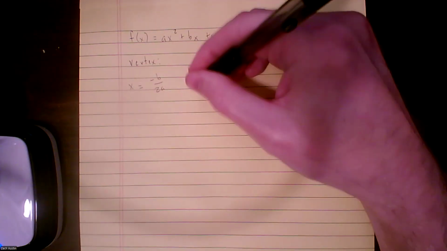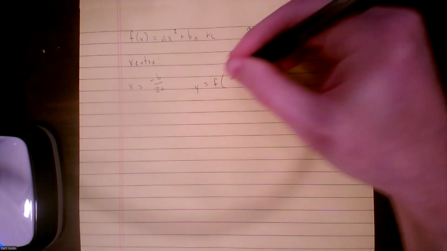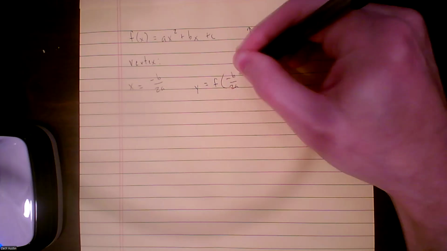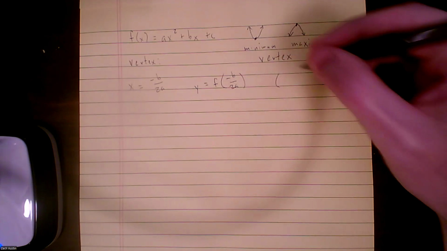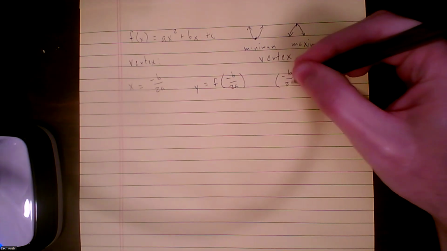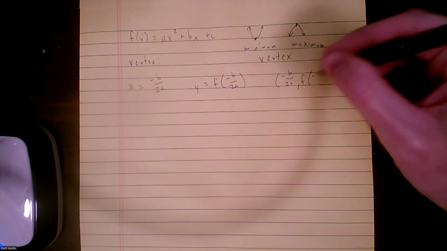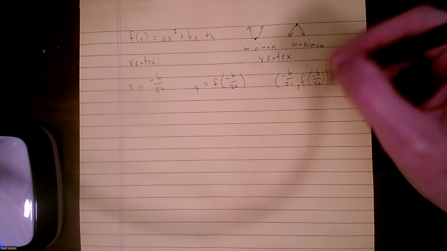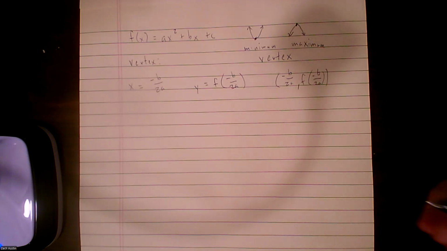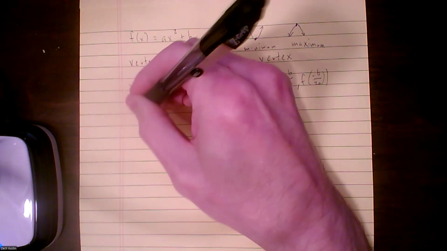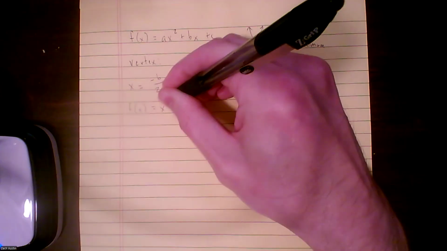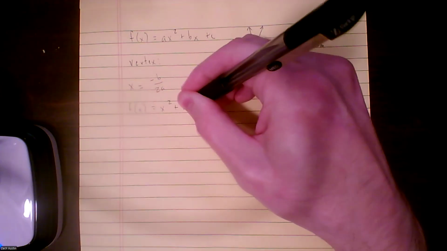Okay, once we have that, then we're going to take this answer that we get here and plug that value into our function to find the y. Okay, and that'll give us our y value that goes with it. So our vertex is going to be at minus b over 2a and f of minus b over 2a. And I know this looks a little complicated, but it's actually a lot more straightforward than this makes it appear. Let me show you how it works. So let's say we have a quadratic equation that looks something like this.